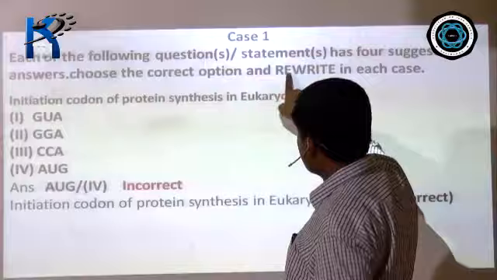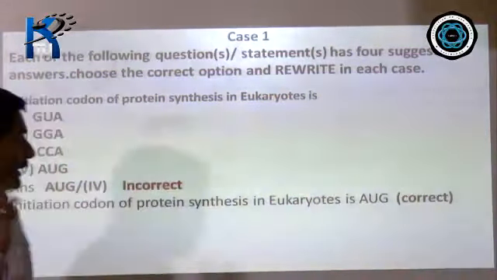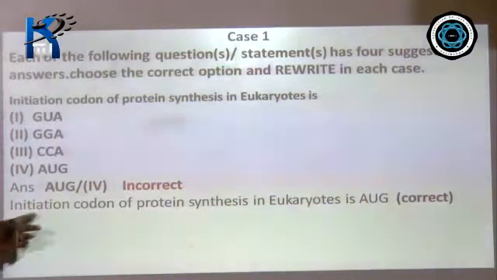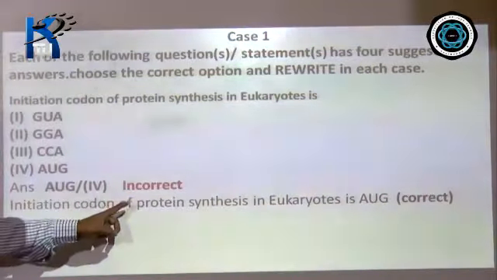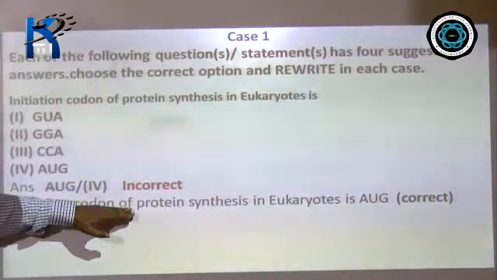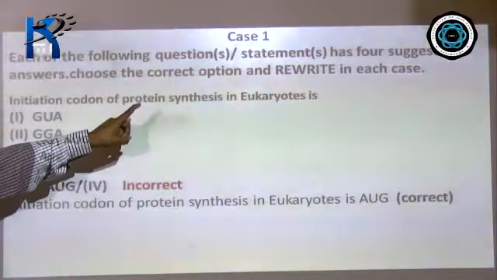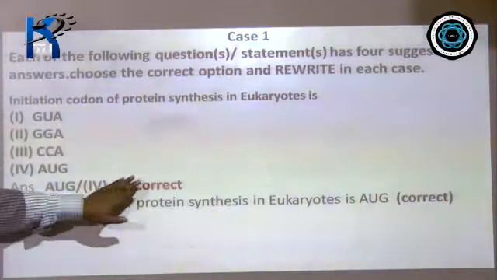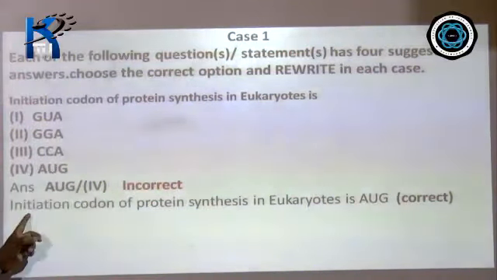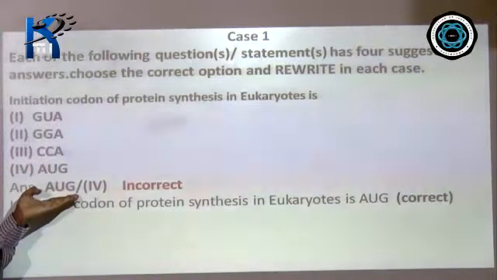But what is the continued sentence? "And rewrite in each case." So when rewrite in each case is given, obviously your correct way of writing will be: initiation codon of protein synthesis in eukaryote is AUG. This is the correct way of writing according to the question. Had they not given rewrite, your answer would be right. But rewrite is given, so you have to rewrite it. Most students, although rewrite is given, leave the answer up to here.